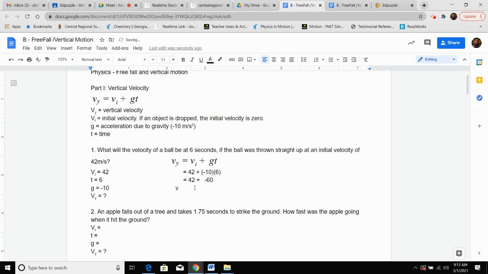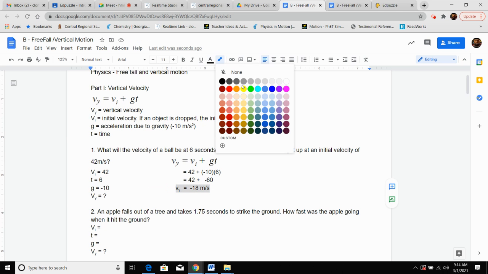Now, to get a subscript on a Google Doc, you hit Control, comma, and then Control, comma again to get out of it, if you didn't know that. Like the exponent is Control period. This one is Control, comma to get the subscript. So 42 plus a -60 should give you a -18, and the unit for velocity is going to be meters per second. I'm just going to highlight that answer.